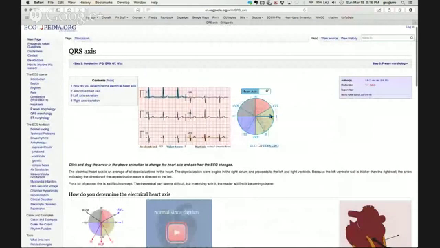tool here. All right, so if we know that our axis is somewhere between 1 and F, and we're trying to determine where it is closer to, let's say the axis is right here. We see that it's positive in 1, positive in F, so we know it's somewhere in this lower quadrant. And now let's try to narrow it down. Is it closer to 0, 30, 60, or 90? What we're going to look at is leads 1, AVR, which, if you keep drawing this line, goes over here, lead 2, and AVF. Okay, so what we're looking for is the one that has the highest magnitude.